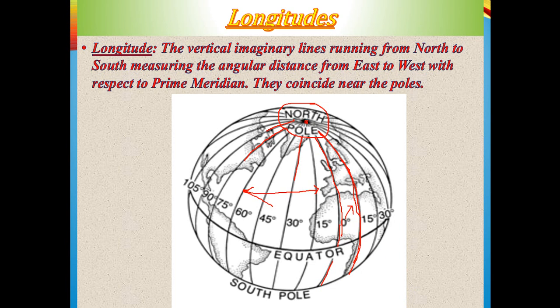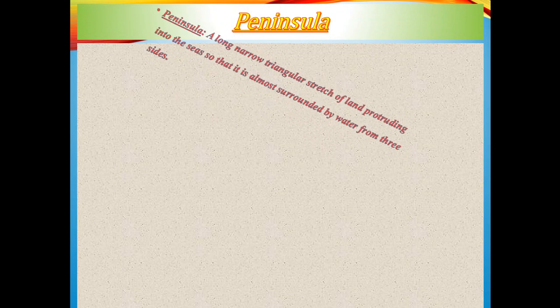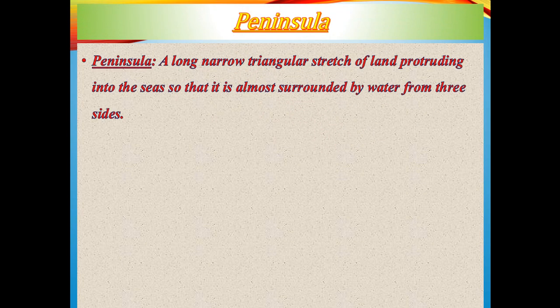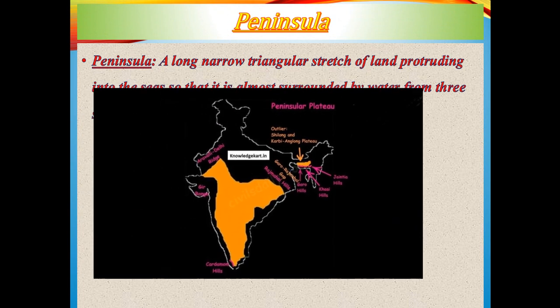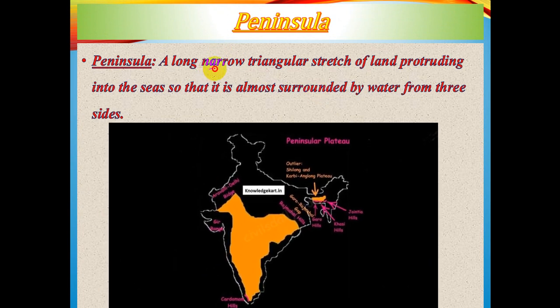Thus it is termed as meridian. Now the next word is peninsula. We all know our country is a peninsular country. What is the meaning of the word peninsula? A long, narrow, triangular stretch of land protruding into the sea, so that it is almost surrounded by water on three sides.